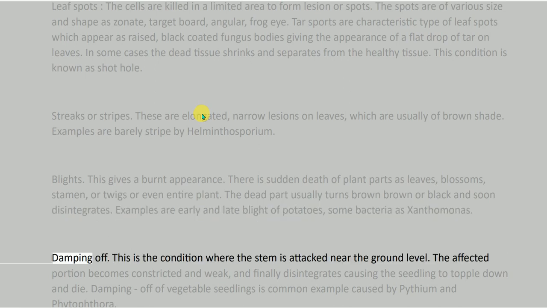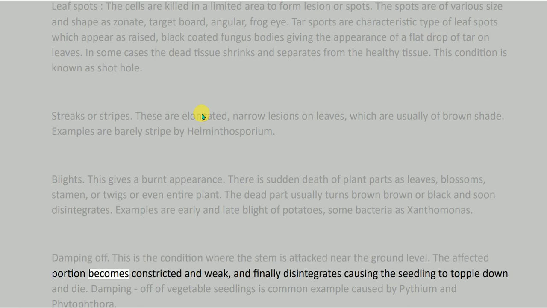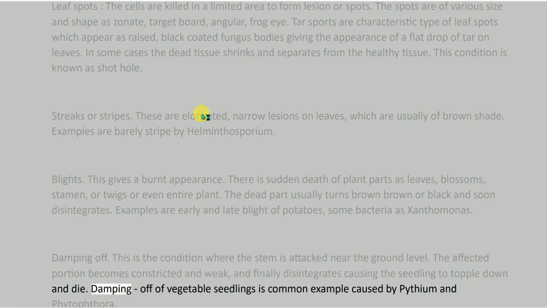Damping off. This is the condition where the stem is attacked near the ground level. The affected portion becomes constricted and weak, and finally disintegrates, causing the seedling to topple down and die. Damping off of vegetable seedlings is a common example, caused by Pythium and Phytophthora.